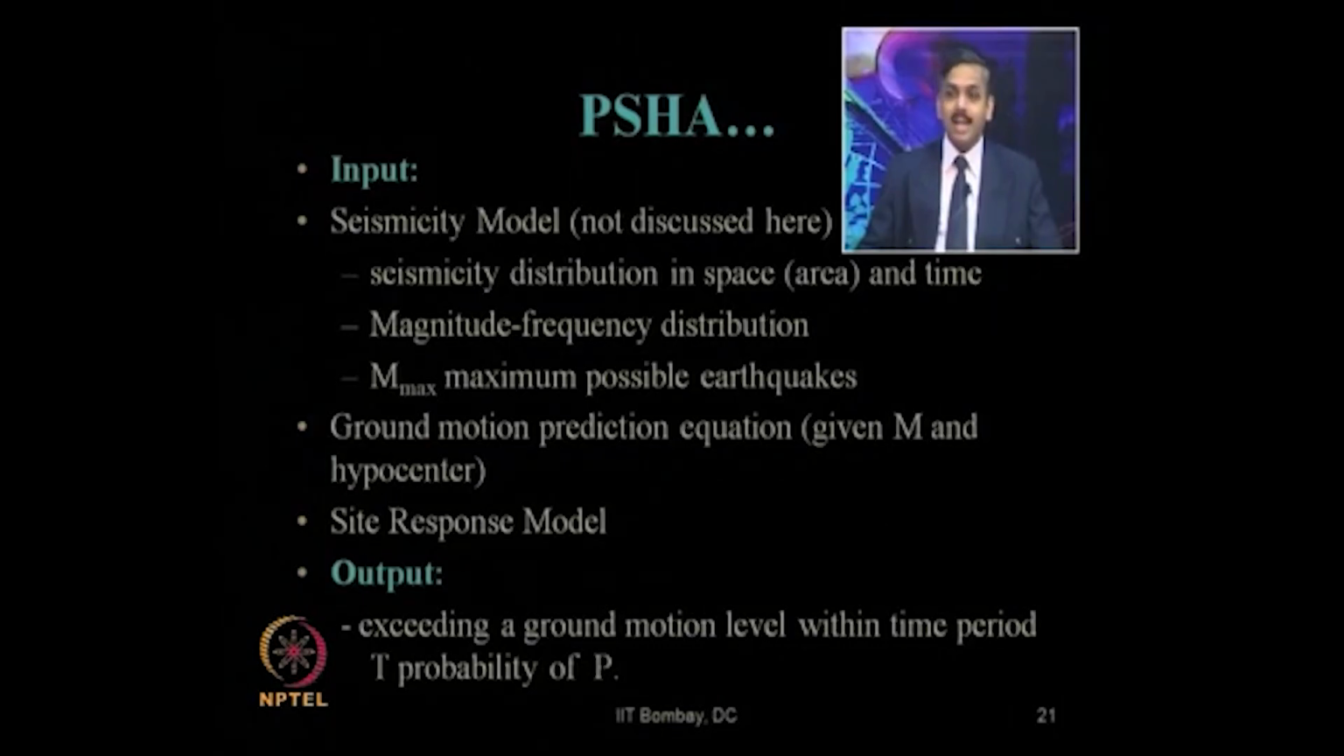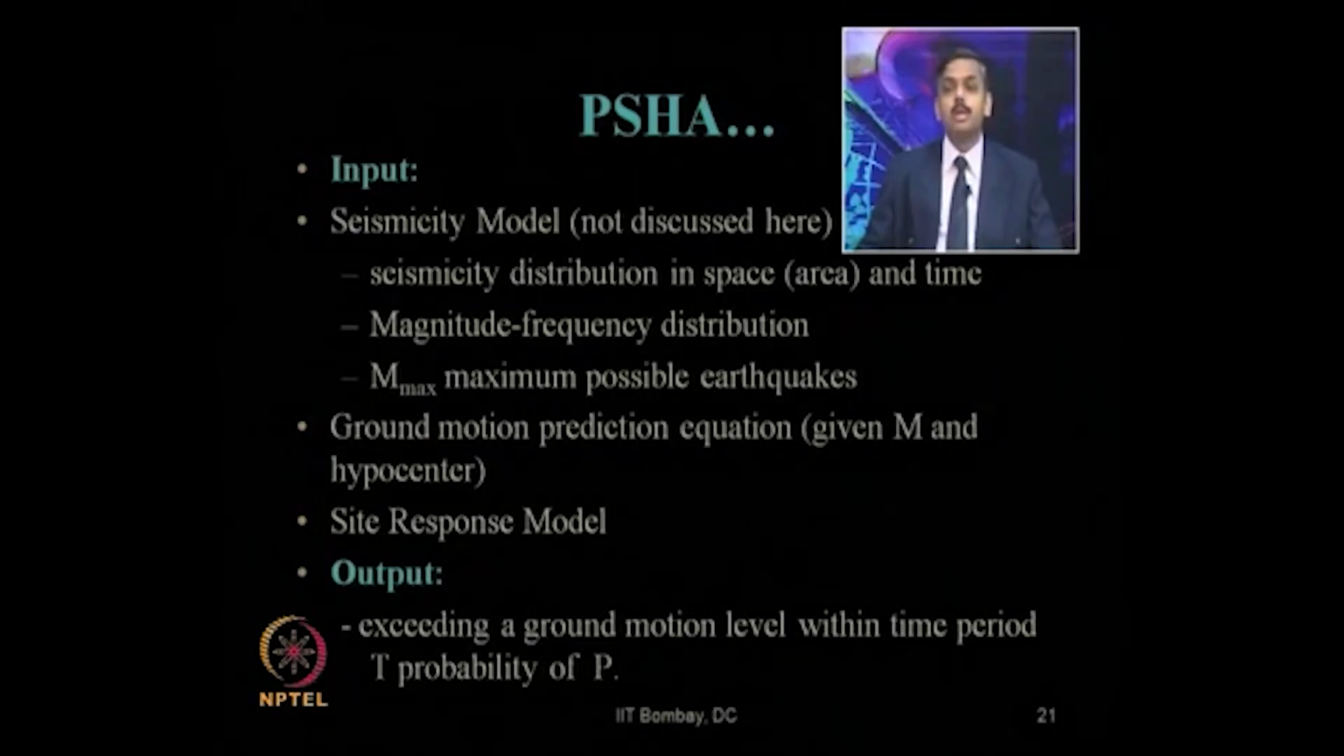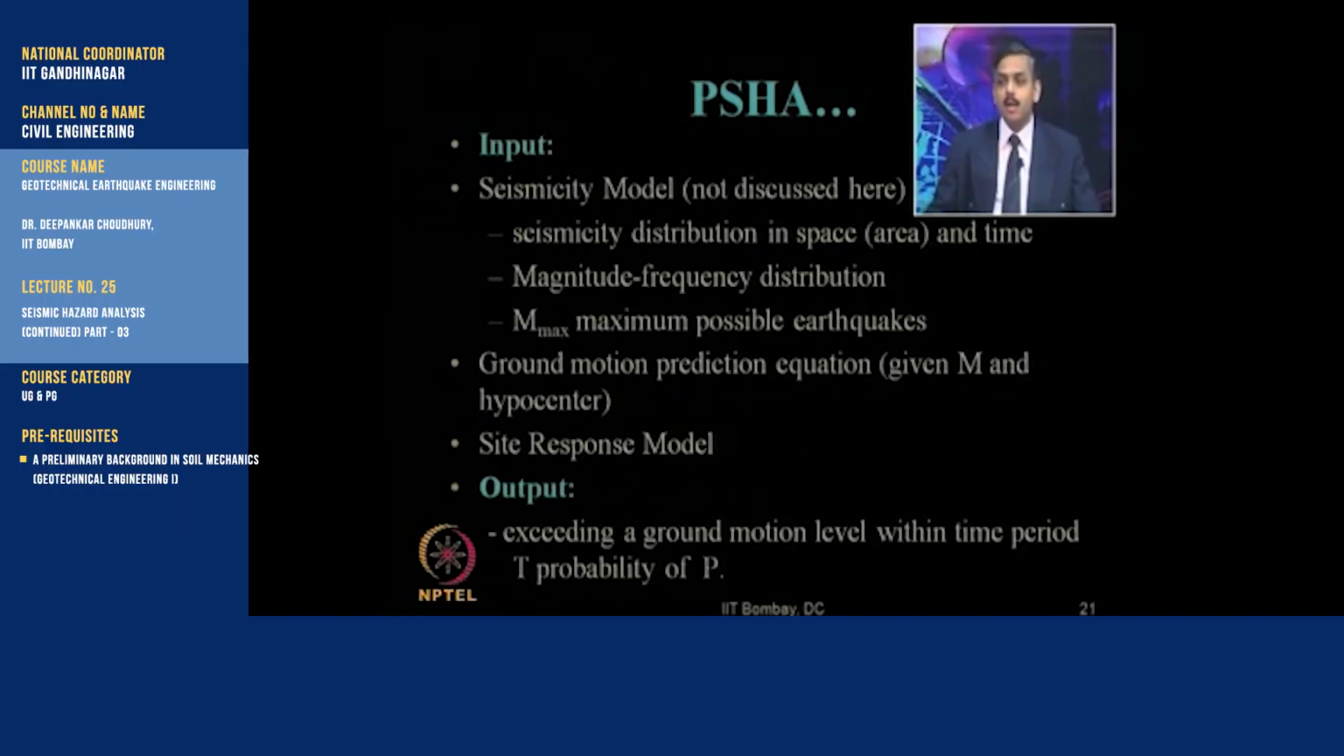We should calculate it and find out what the magnitude is. It can be 7, it can be 6.5, it can be 7.5, based on how the seismicity values are distributed, how this magnitude versus frequency is distributed, and so many other mathematical terms. So, the ground motion prediction equation is another input parameter, which gives the data on this magnitude with respect to hypocenter.